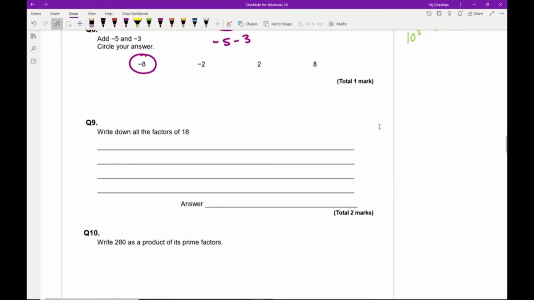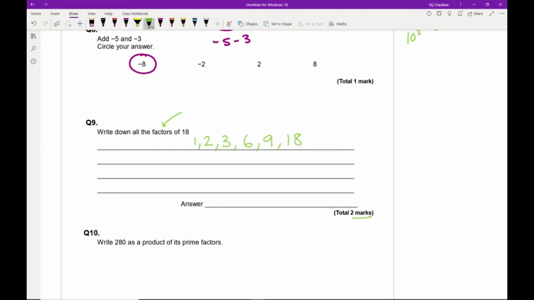Question 9 tells us to write down all the factors of 18. So basically what this question is asking us is to write down what numbers you can divide 18 by that leave no remainder. And the answers for this should be 1, 2, 3, 6, 9 and 18.